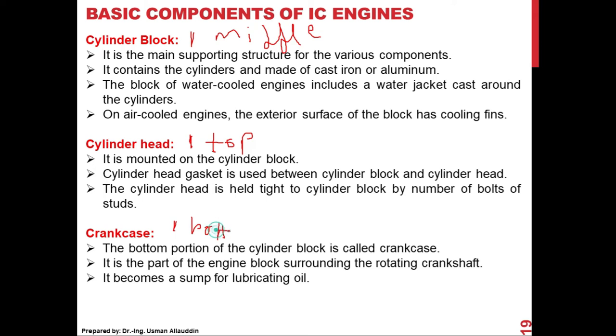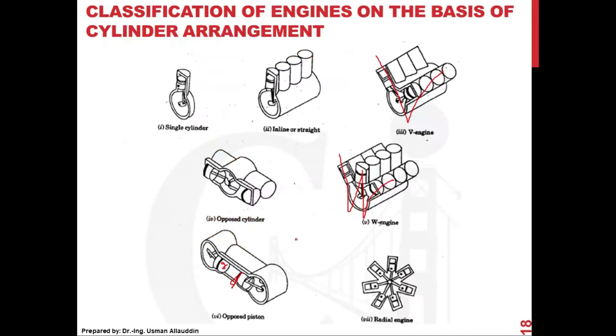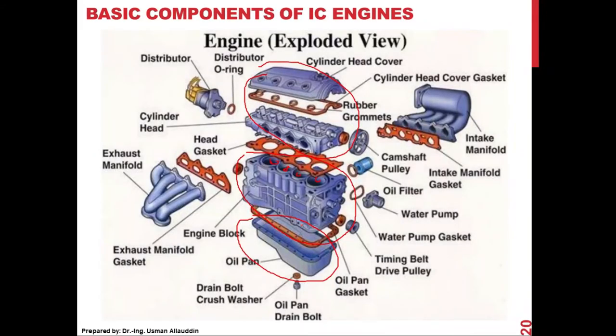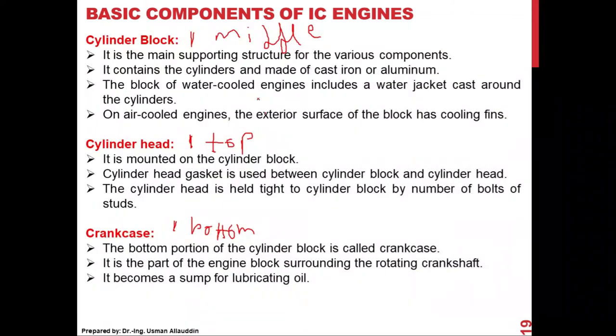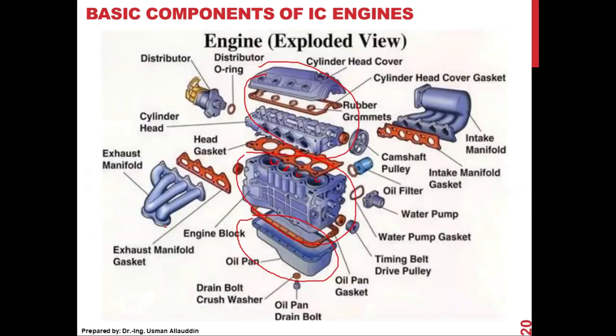The crankcase will be at the bottom, and it will act as a sump for storing the oil. And the crankshaft, the rotating shaft, will also be found at the bottom of the engine. So the crankshaft will be found here, and again a gasket will be used between the cylinder block and the crankcase. And then different nuts and bolts will be used to make the components perfectly attached to each other. So cylinder block, cylinder head, crankcase, this is done.